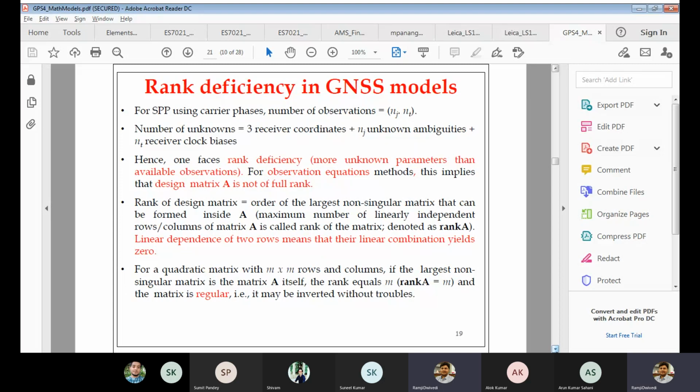For the observation equation method, this implies that the design matrix A is not of full rank. When I say full rank, that means you need to have more linearly independent rows compared to the number of unknowns. For the rank of a design matrix, we all know that linear dependence of two rows means that the linear combination yields zero. So that is okay. So the rank for a quadratic matrix of m cross m rows and columns: if the largest non-singular matrix is matrix A itself, the rank equals m, and this matrix is regular.